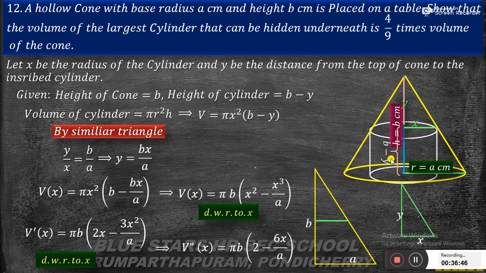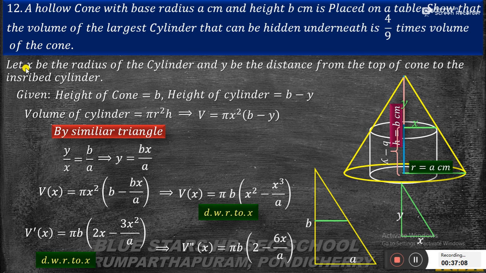This is put on the table. Show that the volume of the largest cylinder that can be hidden underneath is 4 by 9 times the volume of the cone. That means the cylinder is inside the cone, and its volume is 4 by 9 times the volume of the cone. We prove this.